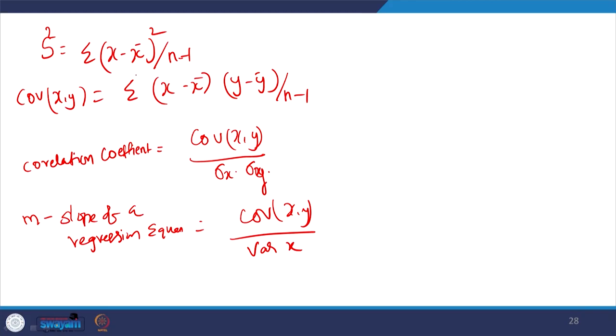For covariance, there are two variables. How each variable is moving away from its own mean. So sigma of x minus x bar multiplied by y minus y bar divided by n minus 1. If you want to know the correlation coefficient, that covariance is divided by the corresponding standard deviations, and you will get the correlation coefficient. If you want to know the slope of a regression equation, if you divide covariance of x comma y by the corresponding variance of x, you will get m, that is nothing but the slope of the regression equation.